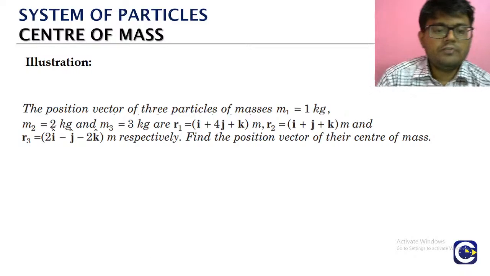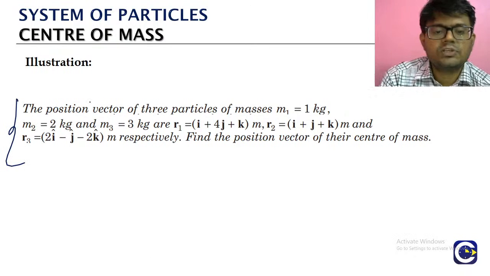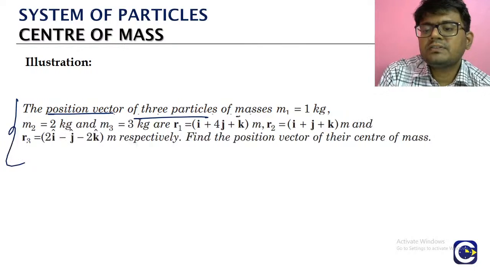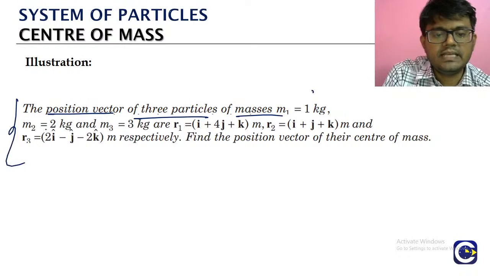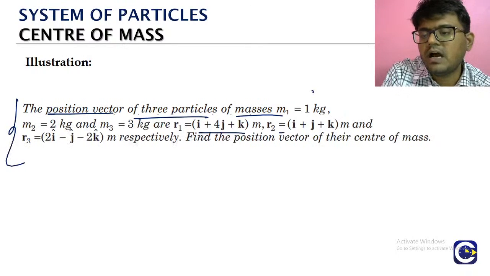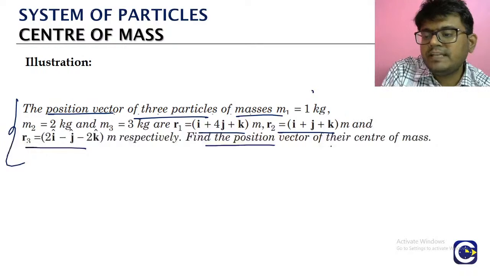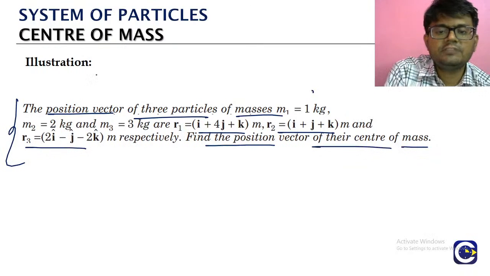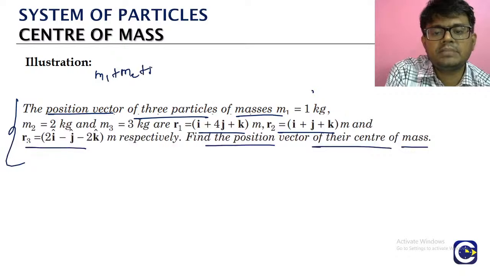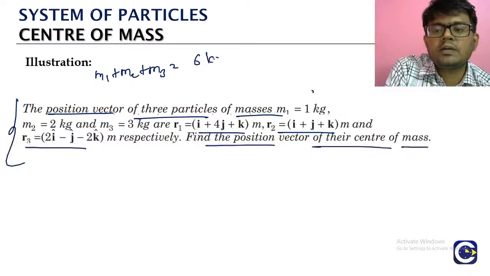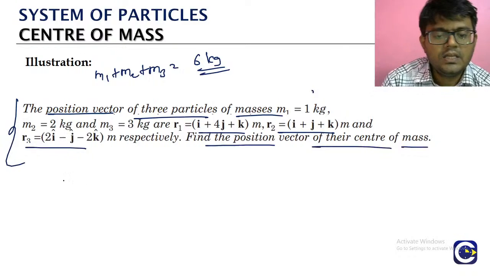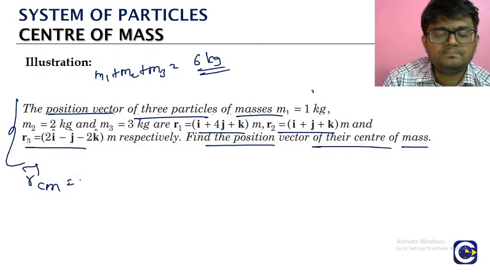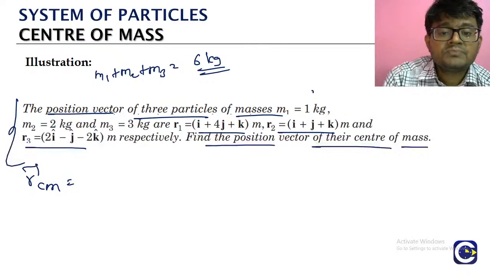But before we wind up the session, let us just quickly solve this question. The position vectors of the three particles M1, M2, M3, that is 1, 2, 3 kg, R1, R2, R3 are given. Find the position vector of the center of mass. First of all, what is M1 plus M2 plus M3? 1 plus 2 plus 3 is 6 kg. Now, what is R bar Cm?